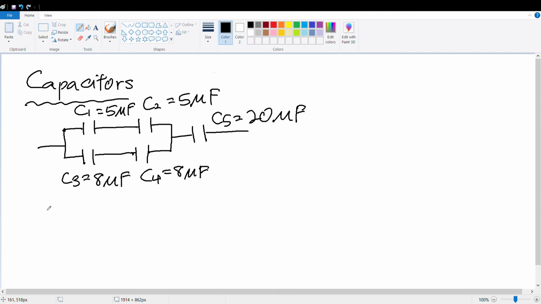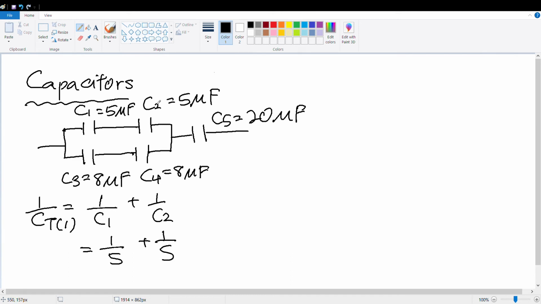Since C1 and C2 are in series form, my total capacitance 1 over CT is equal to, so this is the first total capacitance, I prefer to write it as CT1. So this is 1 over C1 plus 1 over C2. So this is 1 over 5 plus 1 over 5. The mF is not necessary for us to write because the final answer that we write is in terms of mF. So let me just count it down. 1 over 5 plus 1 over 5. What I get for CT1 is 2.5 mF.